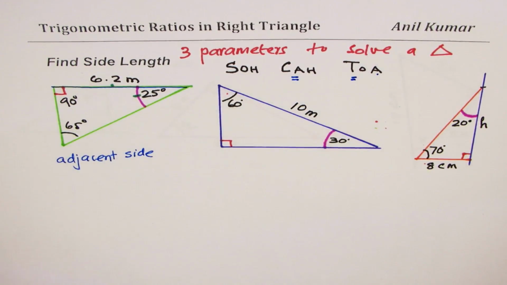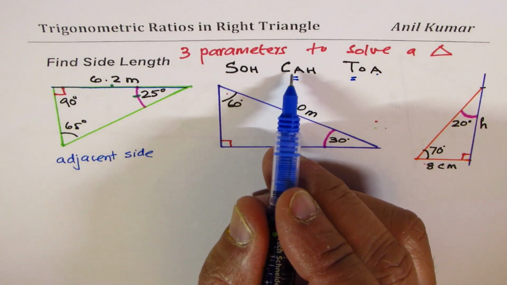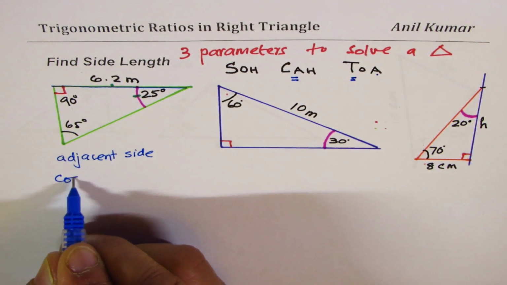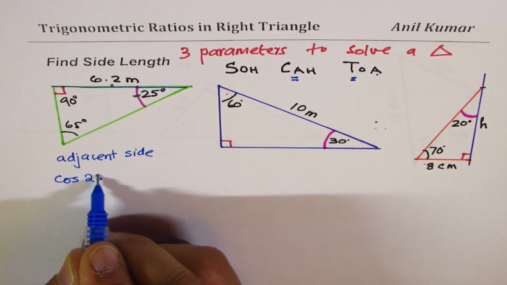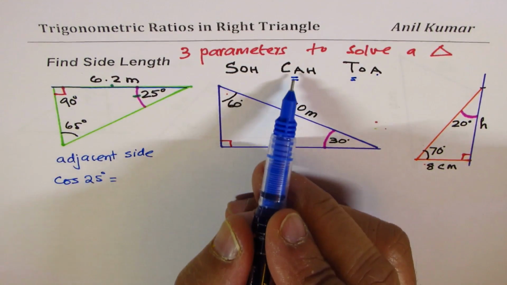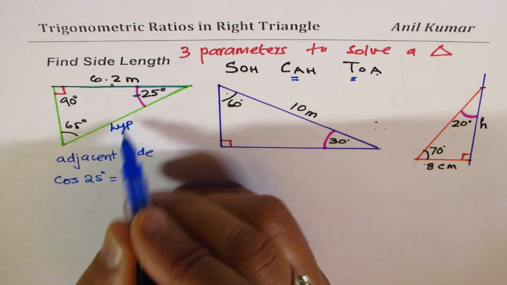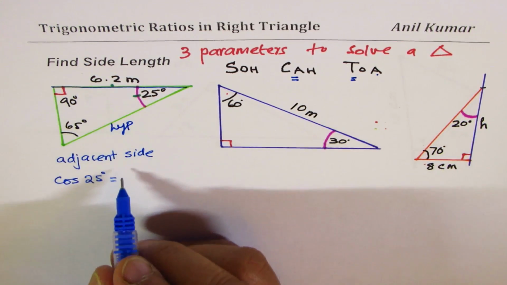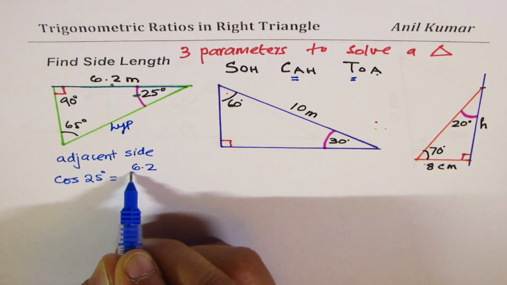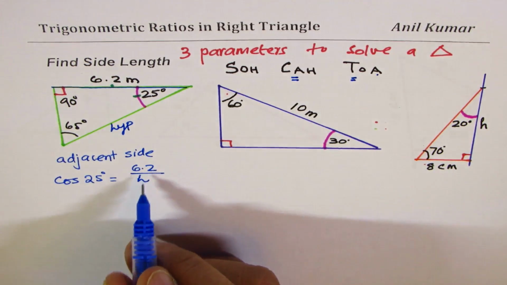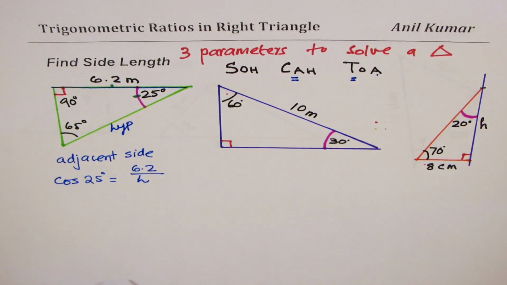Now, if the adjacent side is given, in that case, we could use either cosine or tan. They have adjacent in them, correct? So if I use cos, what is cos of 25 degrees? Now cos is adjacent over hypotenuse. Let me write this as hypotenuse. Is it okay? So we get 6.2 over, let's say, h for hypotenuse. That's what we get. Is it okay?